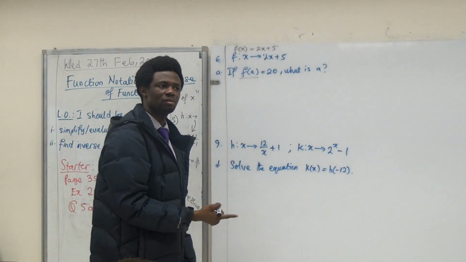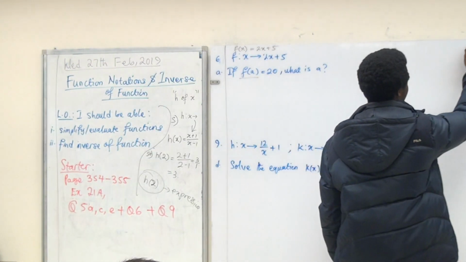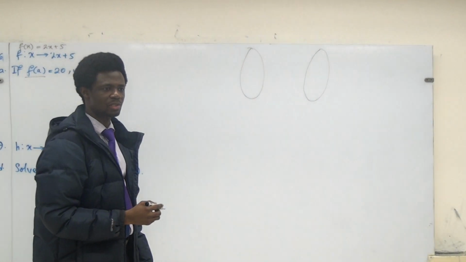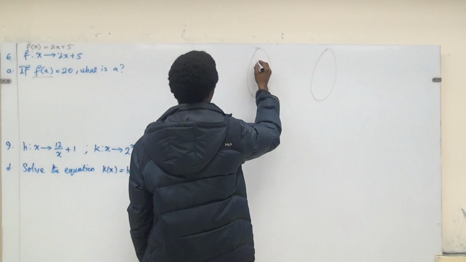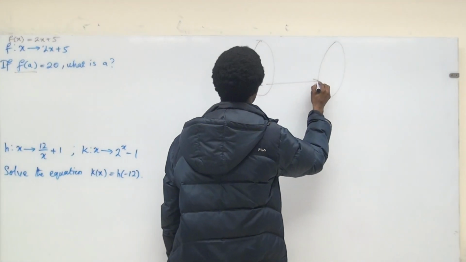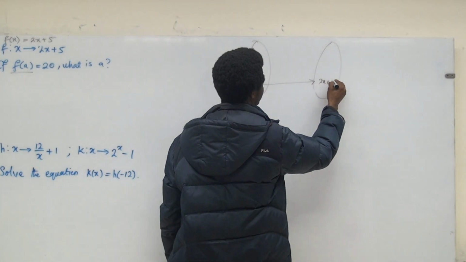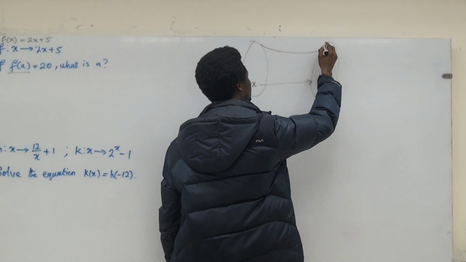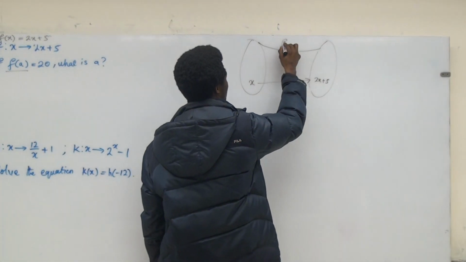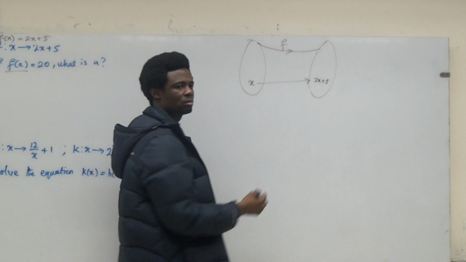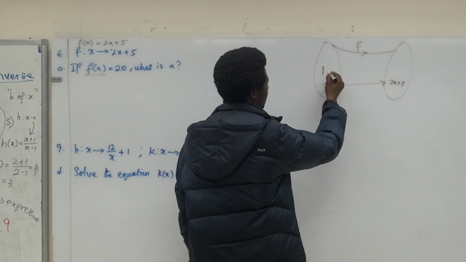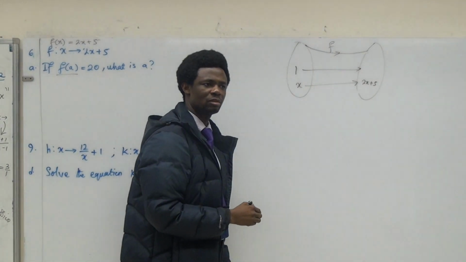That's what it means. It means we have two sets. Whenever x is taken from the inputs, it is mapped into 2x plus 5 through this rule called F. That's the path. That's what it means. So if I map 1, 1 will be mapped to what, everybody?